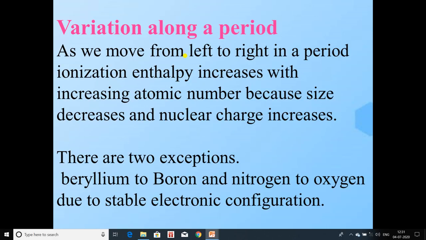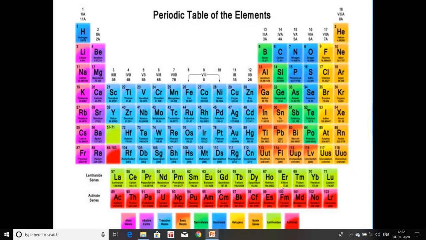Now the next exception is from nitrogen to oxygen. Again, due to stable electronic configuration, because nitrogen has a stable half-filled electronic configuration, that is why ionization enthalpy of nitrogen is higher than oxygen. So this is also an exception from nitrogen to oxygen.